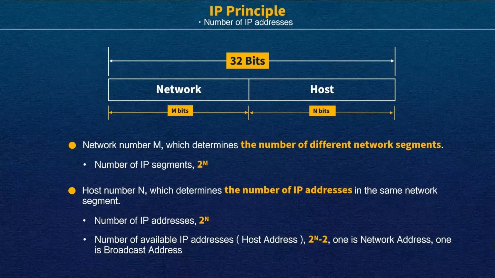Okay, but pay attention to the number of available IP addresses. The available IP addresses we also call host addresses. That means these IP addresses can be used for the devices. The formula is 2 to the power of m minus 2, because what are the 2 addresses? One is the network address and the other one is the broadcast address. These 2 addresses cannot be used in your network, so you have to subtract these 2 addresses. Pay attention about this one.